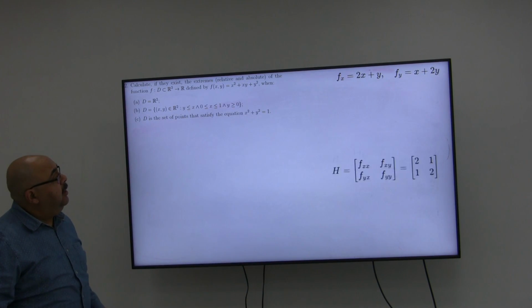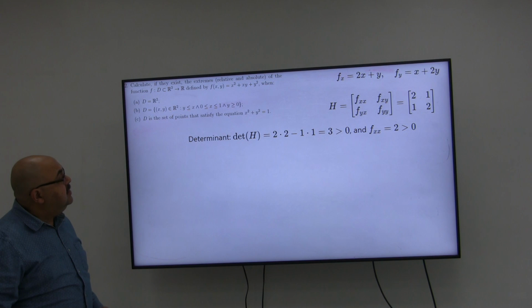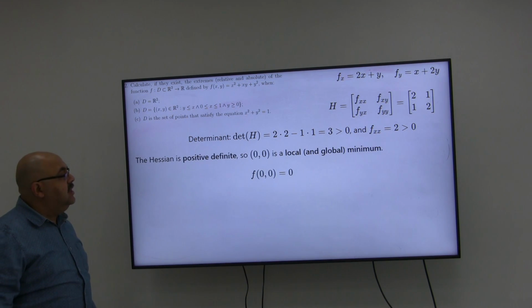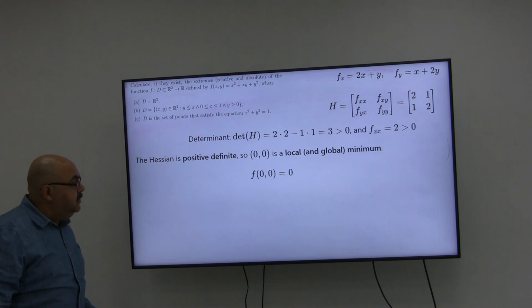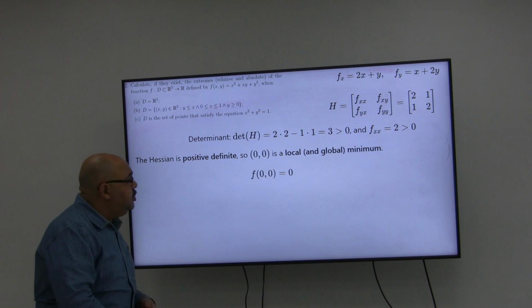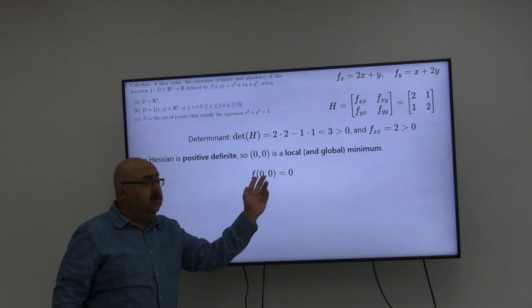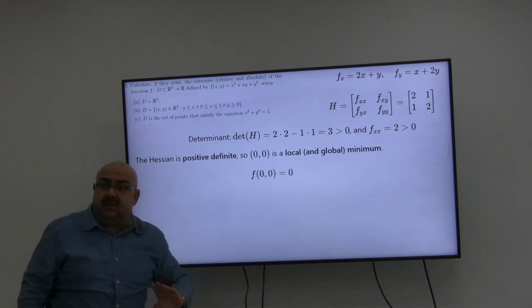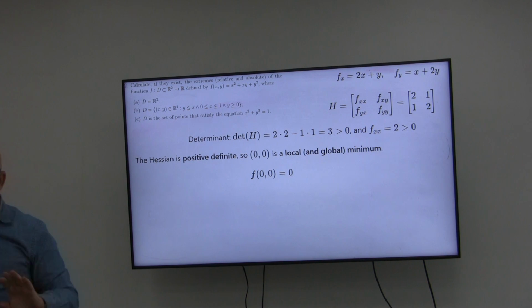So continuing, this is the Hessian matrix. That's D, as I told you, it's 3. F double x is 2. Then this is a local point, and also a global point, which is a minimum value at (0, 0). That's the identification of the local point. For the first case, I didn't identify the domain.